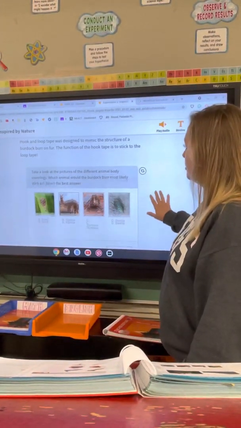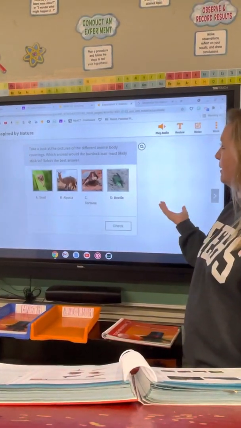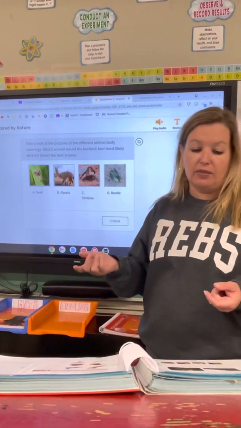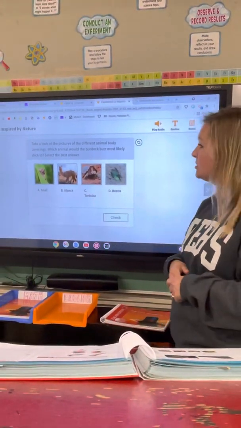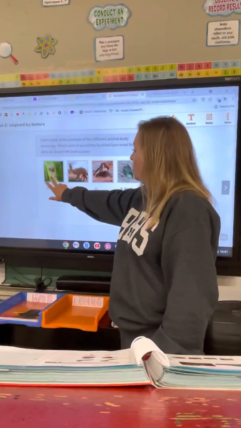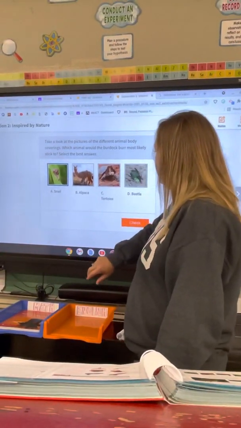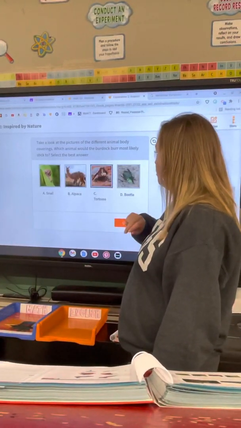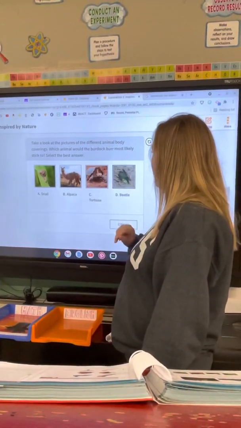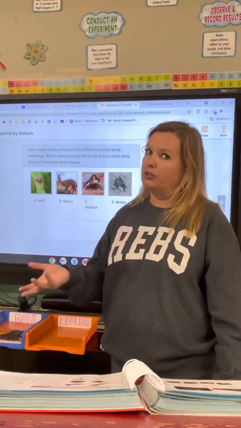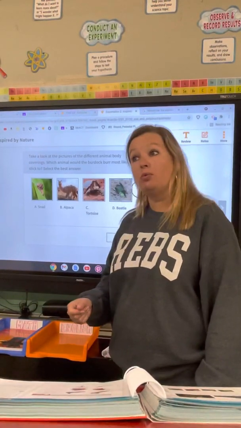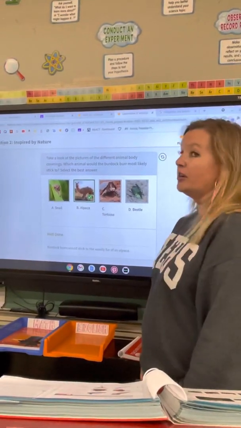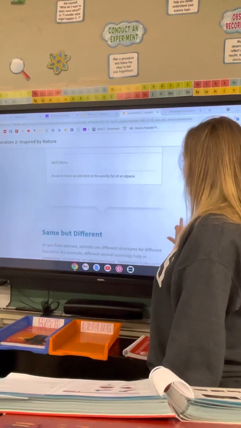So let's take a look at the pictures of the different animal body coverings. And you have this in your notebook, and you can circle the letter of the animal that the burdock burr would most likely stick to. Would it stick to a snail? Would it stick to an alpaca? Would it stick to a tortoise? Or would it stick to a beetle? Which one do you think, class? Sixth grade, which one do you think? Alpaca? Let's see. Sixth grade, you are correct. It would stick to an alpaca.